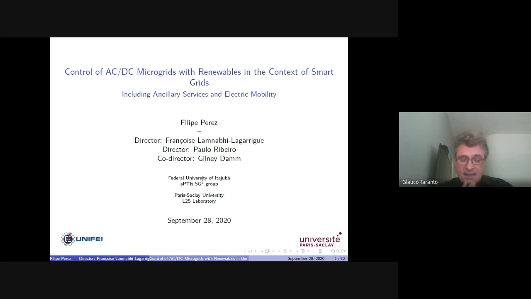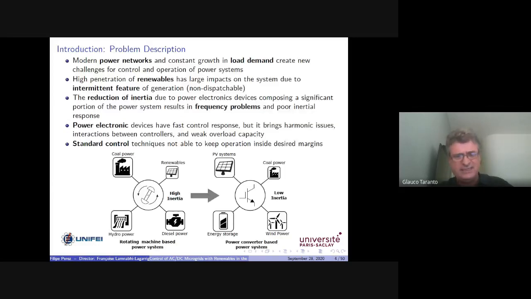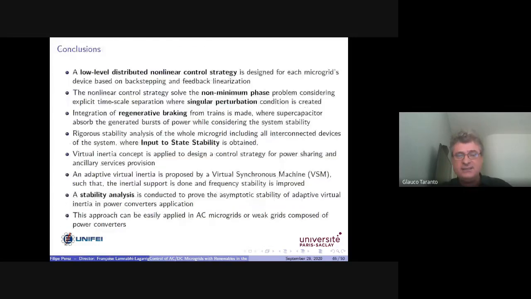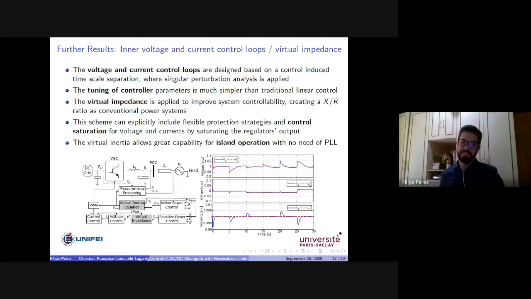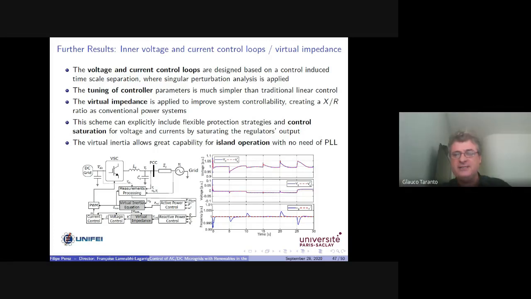And then this brings me to the question of this slide. Slide 47, I guess, is something that you are using. Yeah, this one. Okay. And you said that you have no need of a PLL. Yes. And here we are talking about grid forming, right? Because I was confused with this. Yes, I will clarify that. Okay.